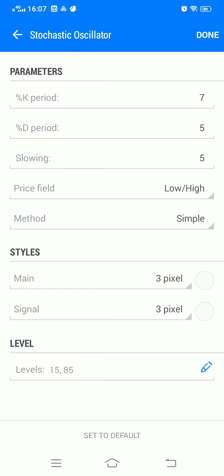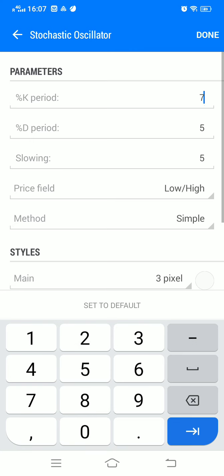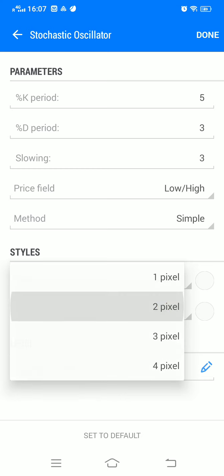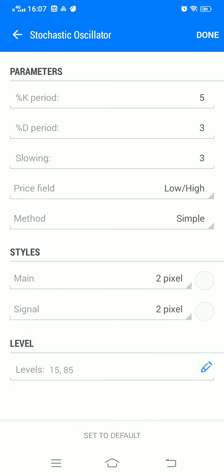We click on stochastic oscillator, and these are the periods that you should enter. The K period, we want to change to 5. The D period will be 3. Slowing will be 3 as well. Price field will be low high. Method will be simple, and then we can change this to 2 pixel or 1 pixel, whichever you prefer.